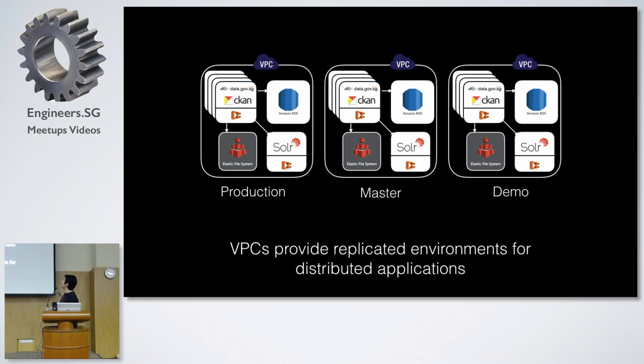So for example, the CKAN instance in the production VPC knows that if it connects to this IP address or this location or this URL, it will find RDS. If it connects to this IP address or this URL, it will find Elastic File System. And that's the same if it's in master and the same if it's in demo. So none of these guys have to know which VPC they're in.